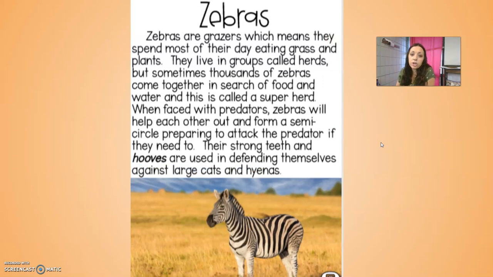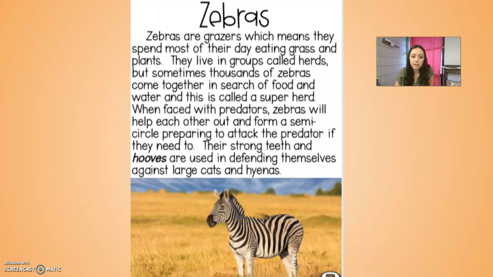Zebras. Zebras are grazers, which means they spend most of their day eating grass and plants. They live in groups called herds, but sometimes thousands of zebras come together in search of food and water, and this is called a super herd.